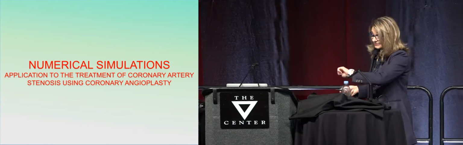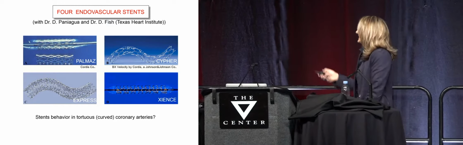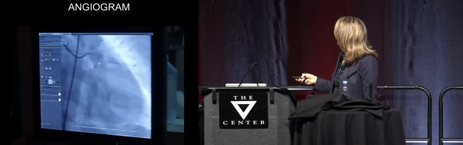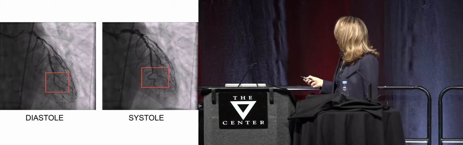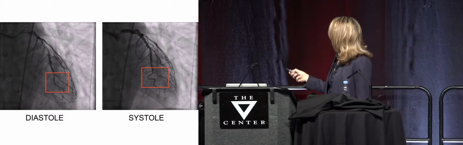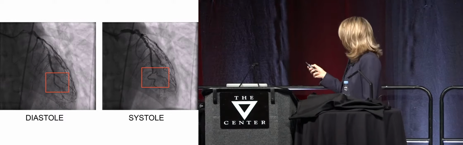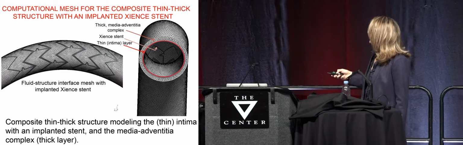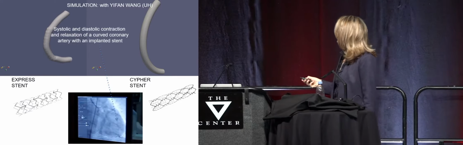We used our methodology to design a computational scheme to study, do I have 2 minutes? Two. To study the performance of 4 different stents as they were inserted in curved coronary arteries. This was something that we were asked to do by our collaborators, Dr. David Paniagua and David Fish. So what we used was a fluid-structure interaction with pulsatile data at the inlet and outlet of our tube, but also took into account the contraction of the heart muscle. We modeled our wall as a multi-layered structure, and the presence of a stent in this case was modeled just by changing the stiffness of the elasticity coefficients and the thickness at the location of the stent struts.